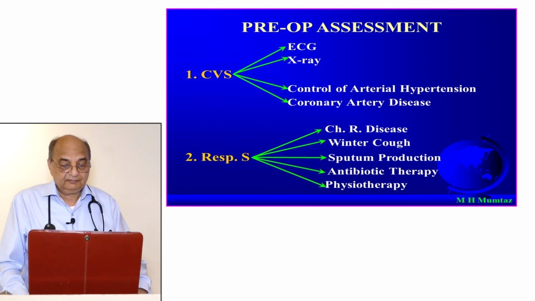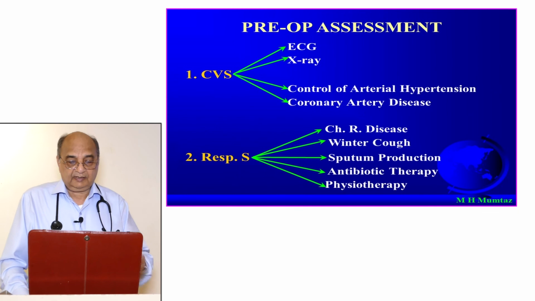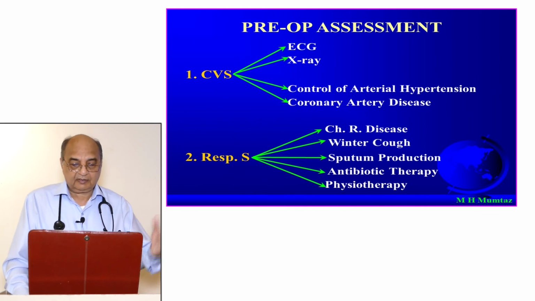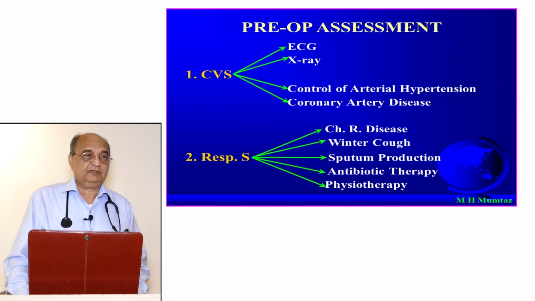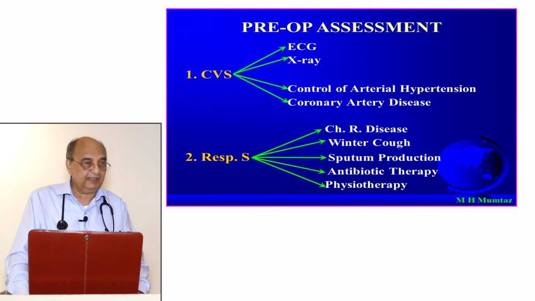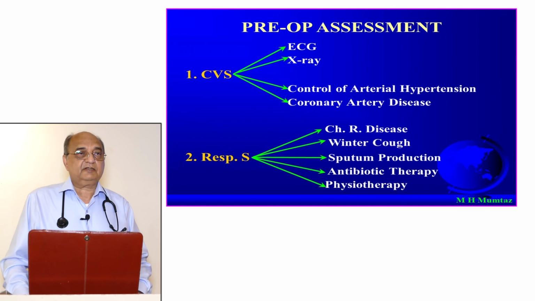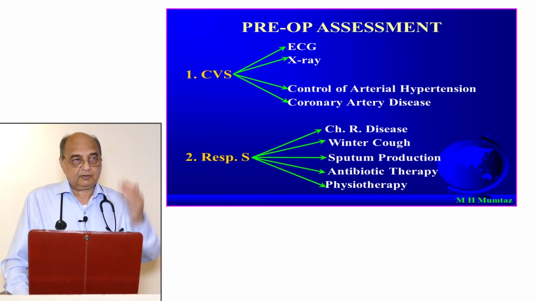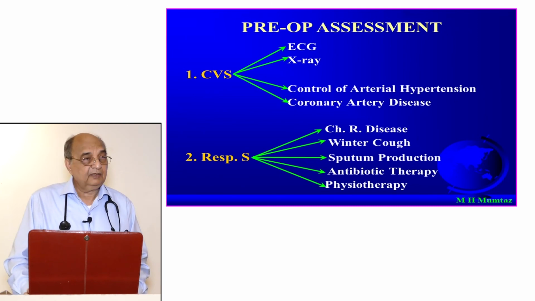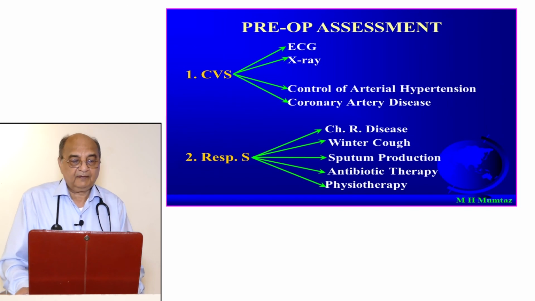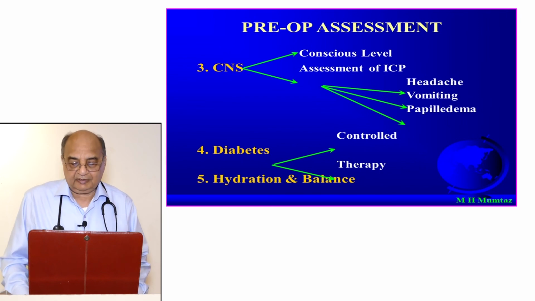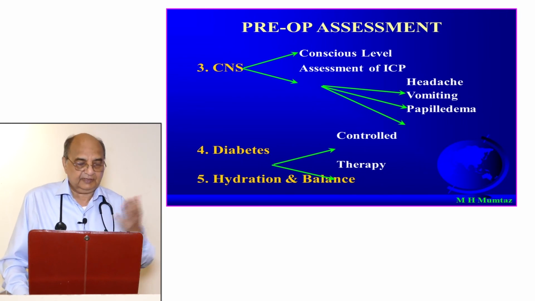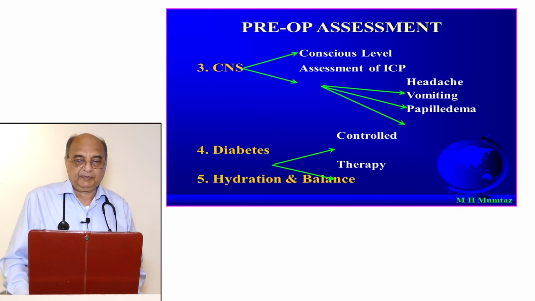Respiratory system, you try to look at chronic respiratory disease, winter cough, sputum production, antibiotic therapy, physiotherapy. These patients are usually planned 7 to 10 days prior to operation. If it is a planned surgery, the respiratory system and cardiovascular system should be controlled. CNS, conscious level, assessment of ICP, then headache, vomiting, papilledema and other things. So it is a routine pre-op assessment.